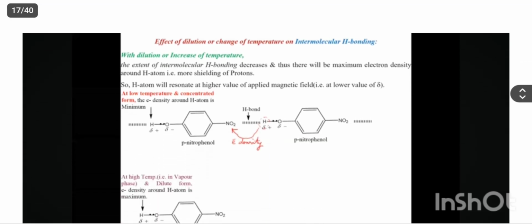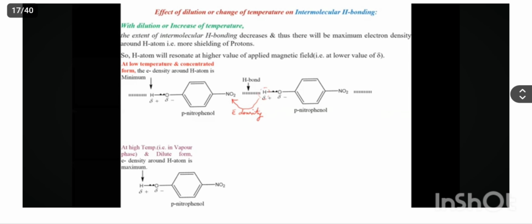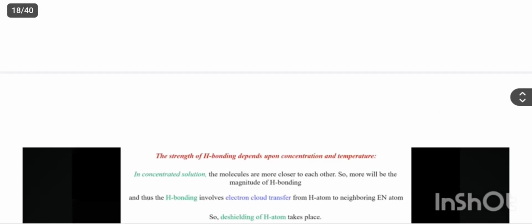Effect of dilution or change of temperature on intermolecular hydrogen bonding. With dilution or increase of temperature, the extent of intermolecular hydrogen bonding decreases, and thus there will be maximum electron density around the hydrogen atom, more shielding of protons. So the hydrogen atom will resonate at a higher value of applied magnetic field at high temperature and dilute form, where the electron density around the hydrogen atom is maximum, and at low temperature and concentrated form the electron density around the hydrogen atom is minimum. At high temperature, vapor phase and dilute form, the electron density around the hydrogen atom is maximum.